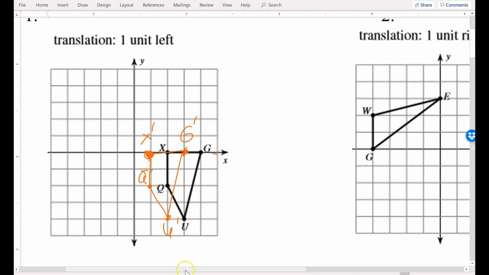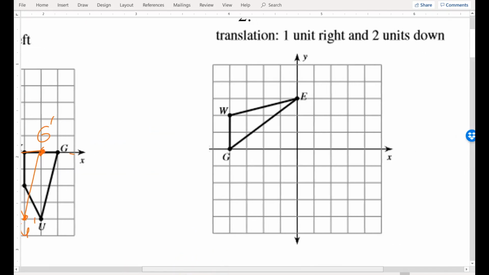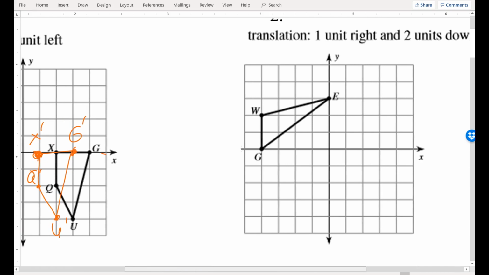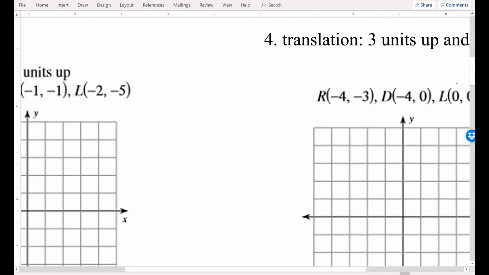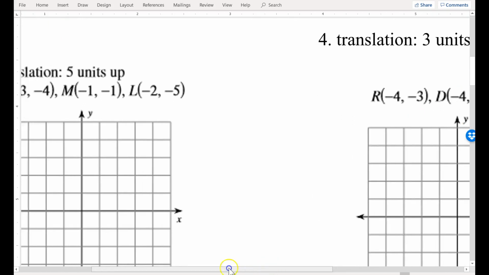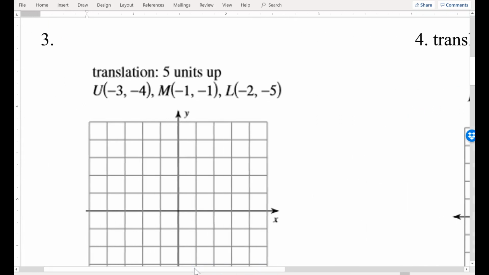All right, so guess what you're going to do? The 1 to the right. 1 unit to the right, 2 down. Every point. We move every point. That's what a translation does. It moves every point. All right, let's look at the next one. So that number 2 is homework. We're going to do all the odd. Translate 5 units up, and that's it.